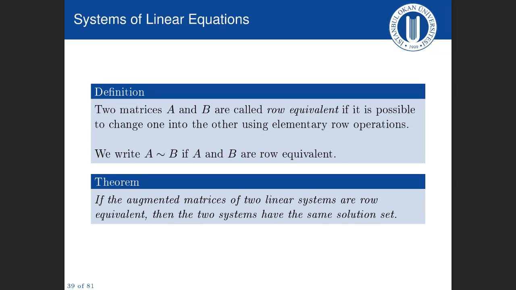So to solve a linear system, what we could do is write down its augmented matrix. We could use the row operations to change it into a simpler augmented matrix, and then we could go back to the linear system form and write that and find a solution. Whenever we do elementary row operations, we do not change the solution of our linear system.